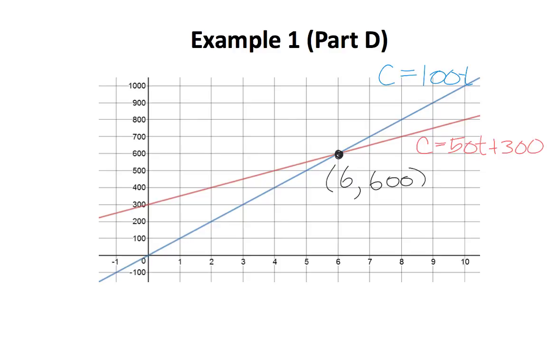What exactly does this point of intersection mean? Well, if you're flying for less than 6 hours, it will be cheaper to do that at the local flying club. However, if you're flying for more than 6 hours, it will be cheaper at the airport.